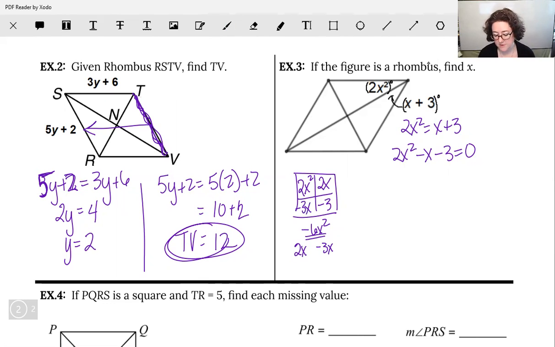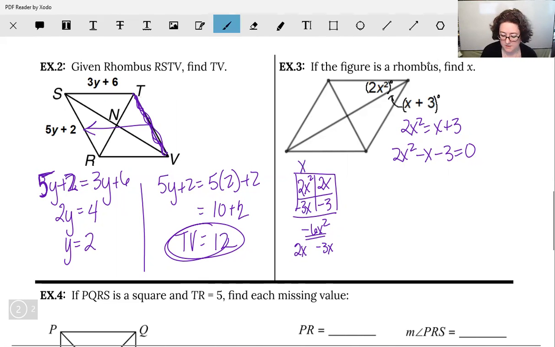Common factors in that first column are just an x. In the second column, we don't have any other values in common, so 1 is our common factor. First row, we have a 2x. Second row, they both have a negative 3, and we've taken care of our negative now, so that means the other factor has to be positive. So our factors are 2x minus 3 and x plus 1.